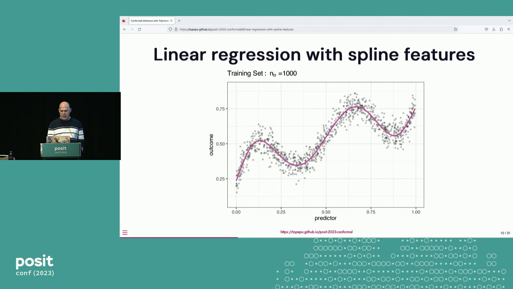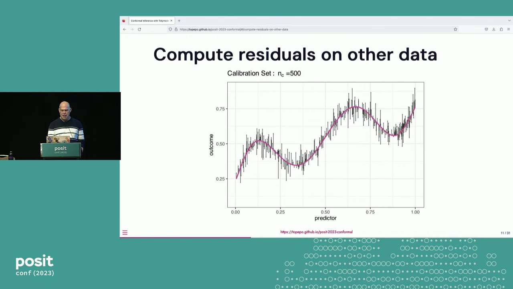So if this is a training set, and this is just a nonlinear function I fit to it, we build the model on this data set, we take that same model fit to the calibration data set, this 500 I just showed you, and calculate the residuals.